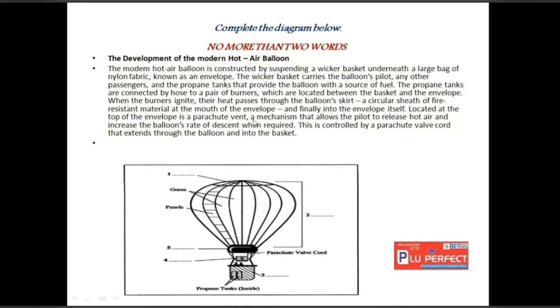A mechanism. Now after comma, again the information after comma is explaining what is parachute vent. So a mechanism that allows the pilot to release hot air and increase the balloon's rate of descent when required. Okay, this is controlled by a parachute valve cord, that extends through the balloon into the basket.